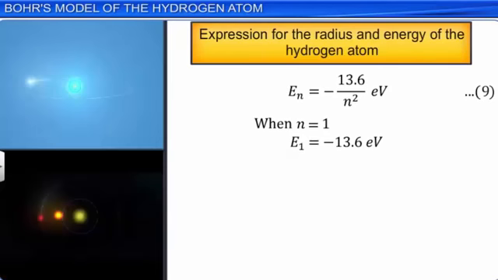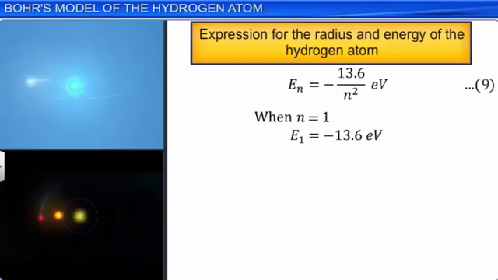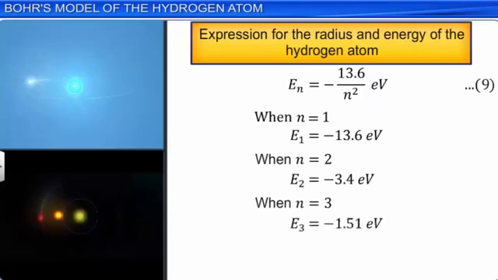By substituting n is equal to 2 in equation 9, we get the energy of the second orbit, E2, as minus 3.4 electron volts. Similarly, by substituting n is equal to 3 in the expression for En, we get the energy of the third orbit, E3, as minus 1.51 electron volts.